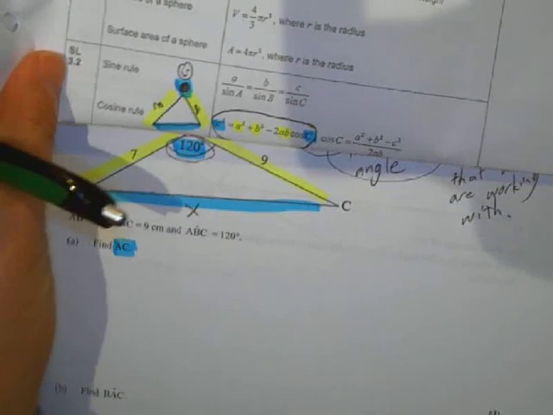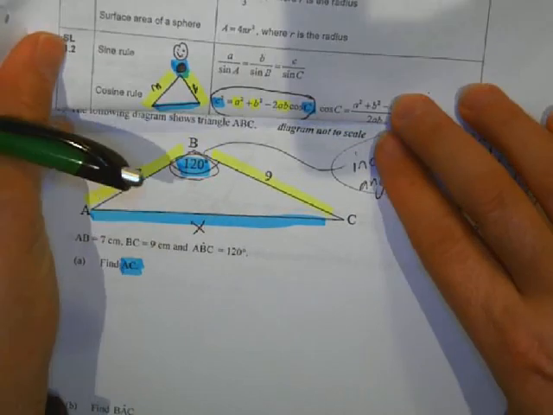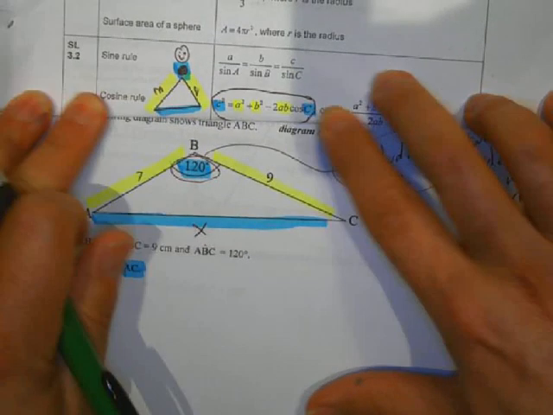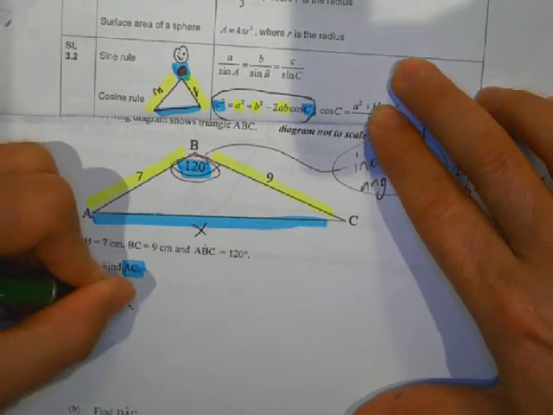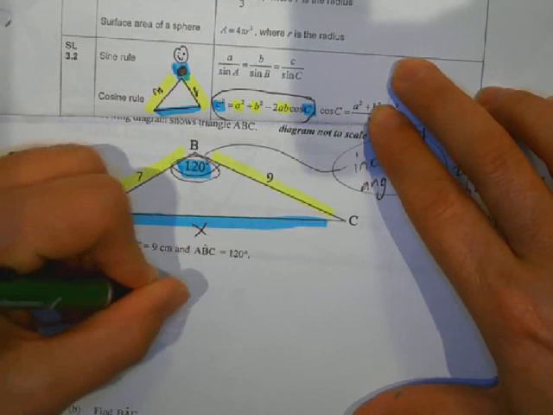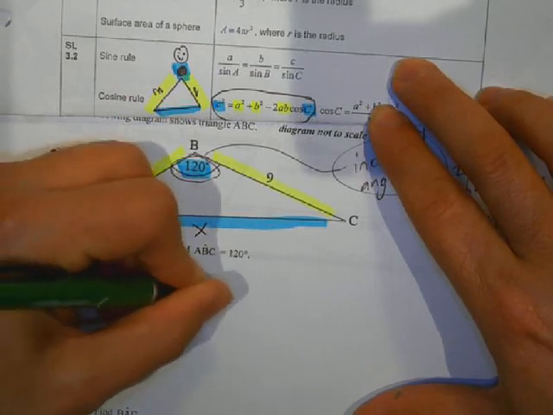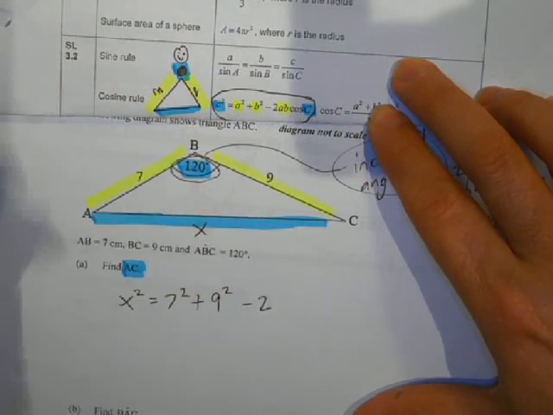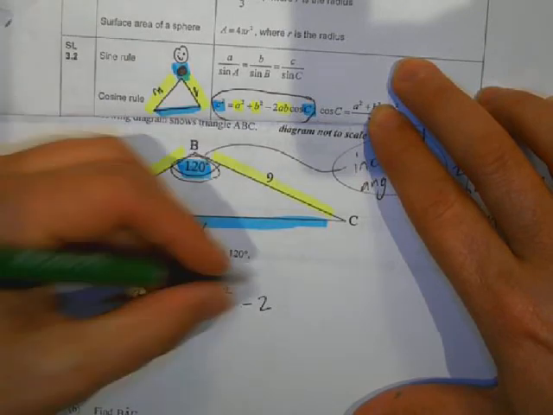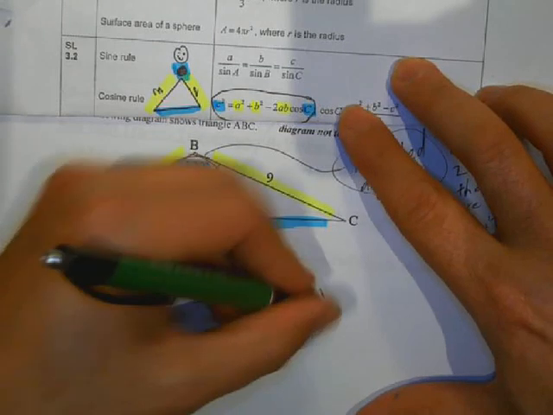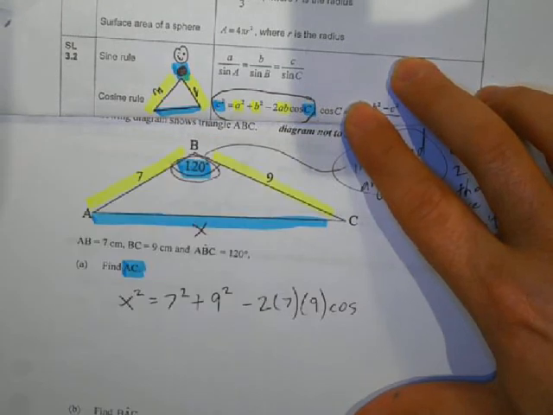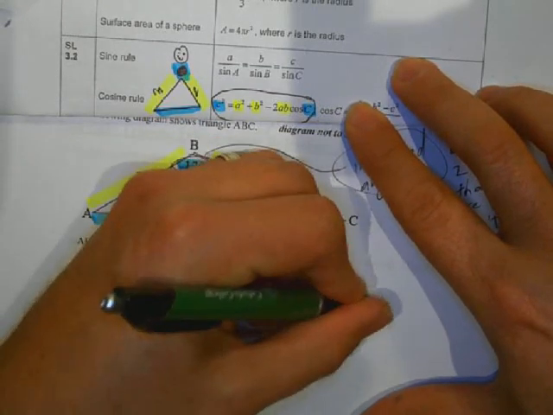Okay, so we have it right here. So we're going to find AC squared. So x squared equals 7 squared plus 9 squared minus 2 times 7 times 9 cosine 120.